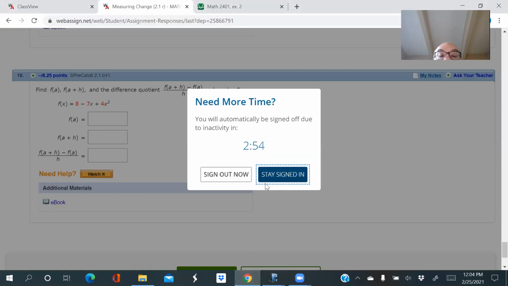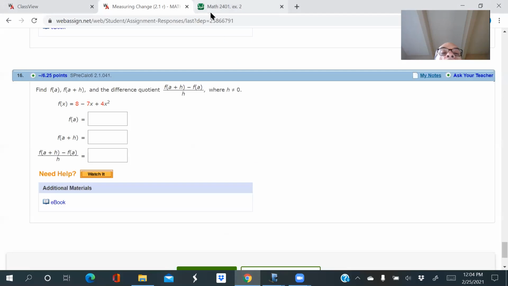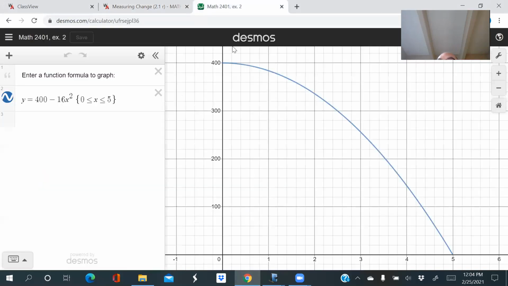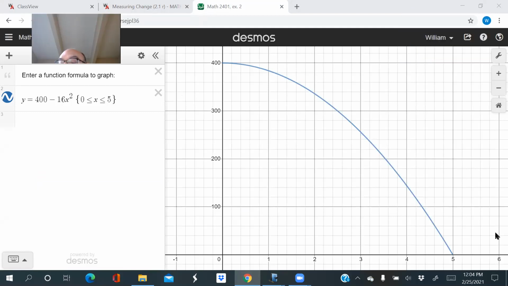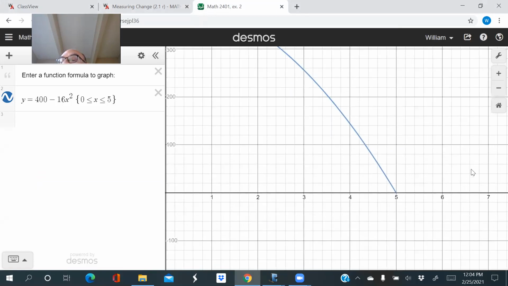I need a graph of the curve. Okay, so here's my graph of this curve. That's the same curve that we were looking at a moment ago when I was drawing that tangent line. Except now we want to see what the tangent line looks like over here at 5 seconds, because this is when the screwdriver hits the ground.